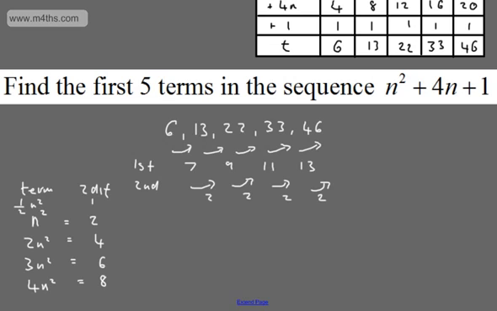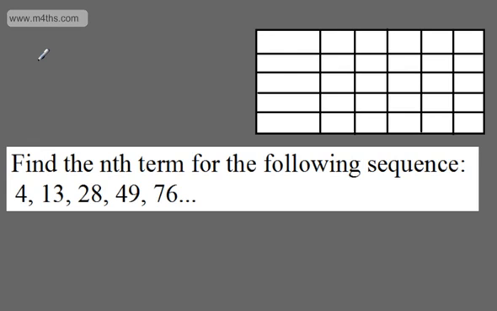What we're going to look at doing now is looking through a quadratic sequence and finding the nth term. We're going to consider two parts. We're going to consider the quadratic part and then either the constant or the linear sequence. So let's go ahead and look at one. What we've got here is it says find the nth term for the following sequence. We've got 4, 13, 28, 49 and 76.